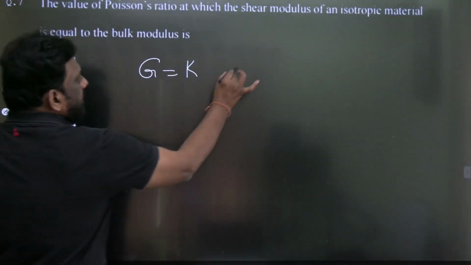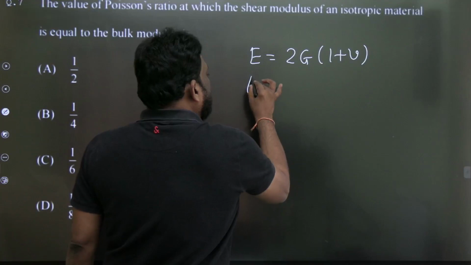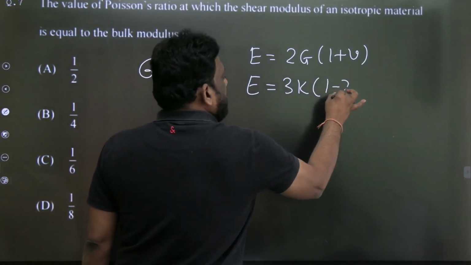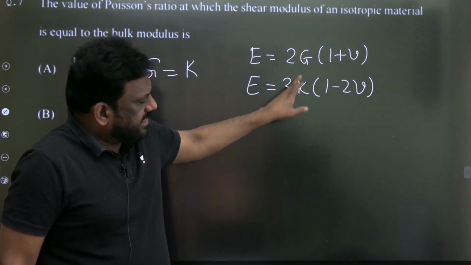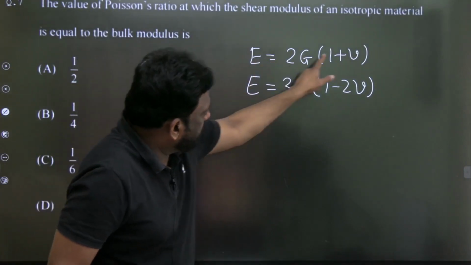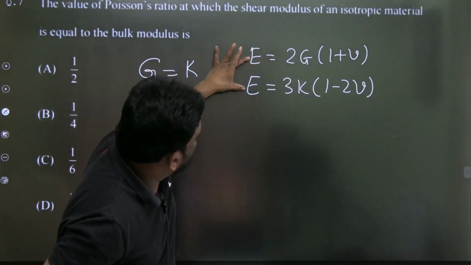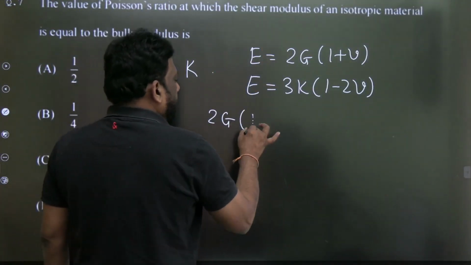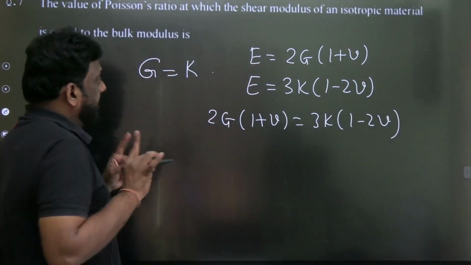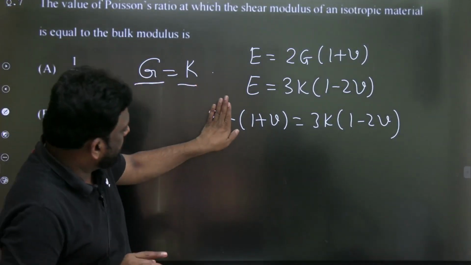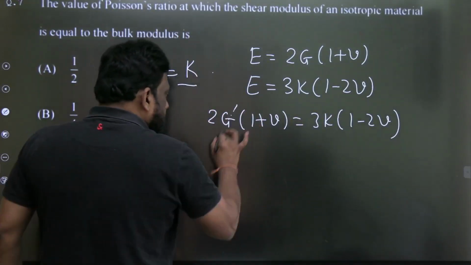We know that E is equal to 2G into 1 plus nu. We also know E is equal to 3K into 1 minus 2 nu, where nu is Poisson's ratio, E is Young's modulus, G is rigidity modulus, and K is bulk modulus. Both equations give Young's modulus, so equate them: 2G into 1 plus nu is equal to 3K into 1 minus 2 nu. But G is equal to K, so G and K are the same.